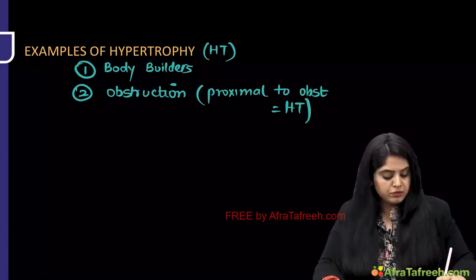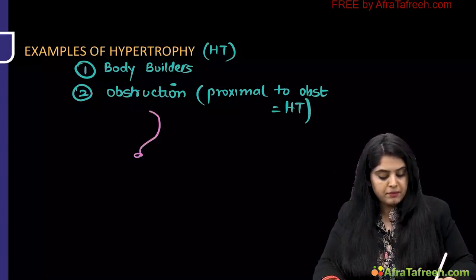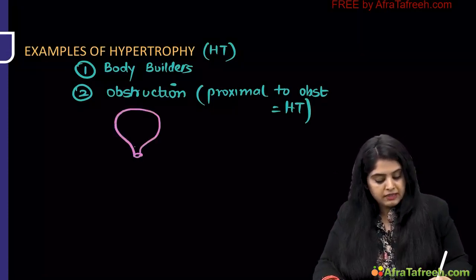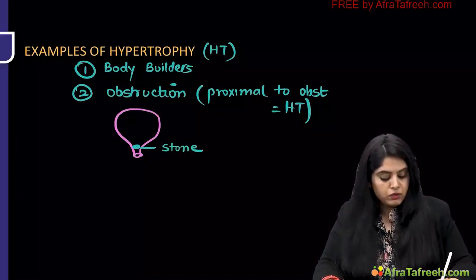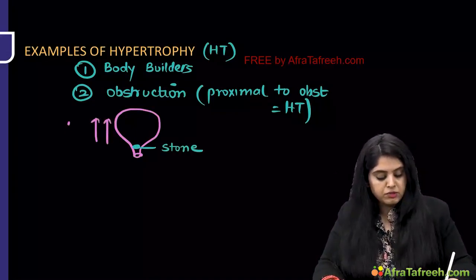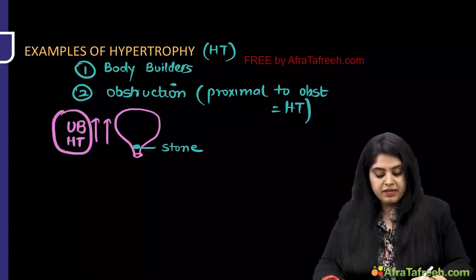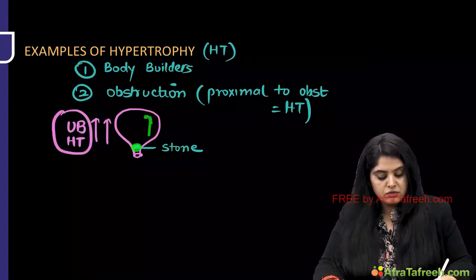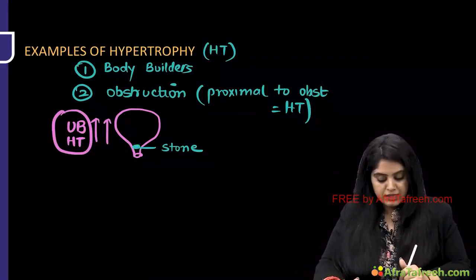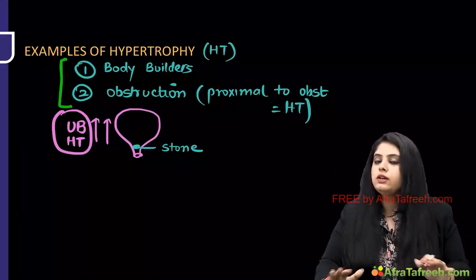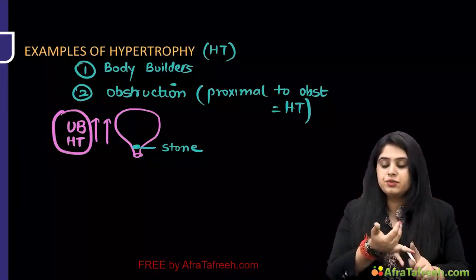So let's think of any obstruction. Let's give you the most common example. If in the urinary bladder there is a stone obstruction, what is going to happen proximal to the obstruction in a urinary bladder? There will be hypertrophy. So simple, whenever there is some kind of obstruction, the remaining tissue adapts by hypertrophy. Next, what are the examples? These were examples only and only hypertrophy, like bodybuilders and obstruction.